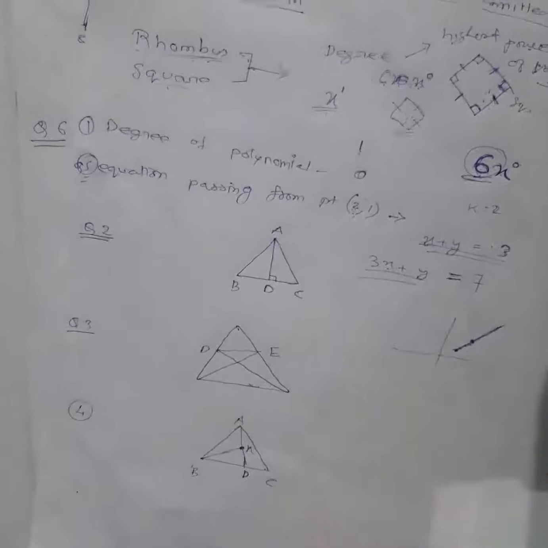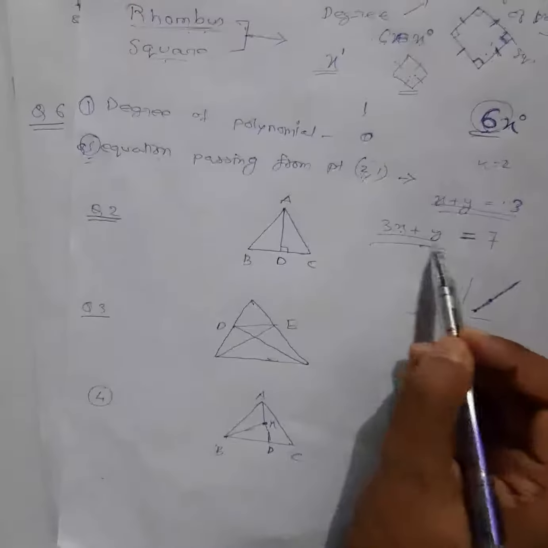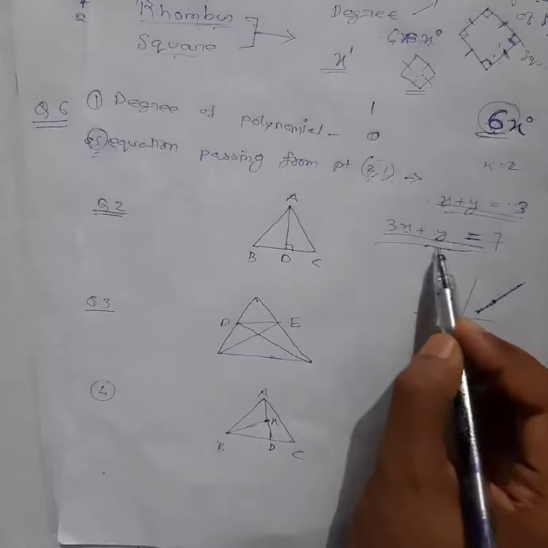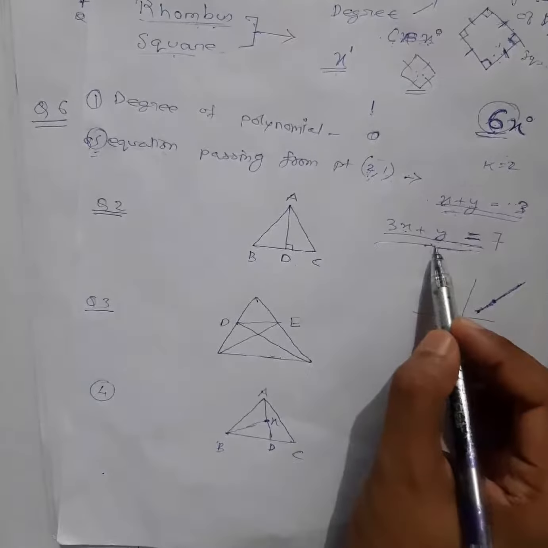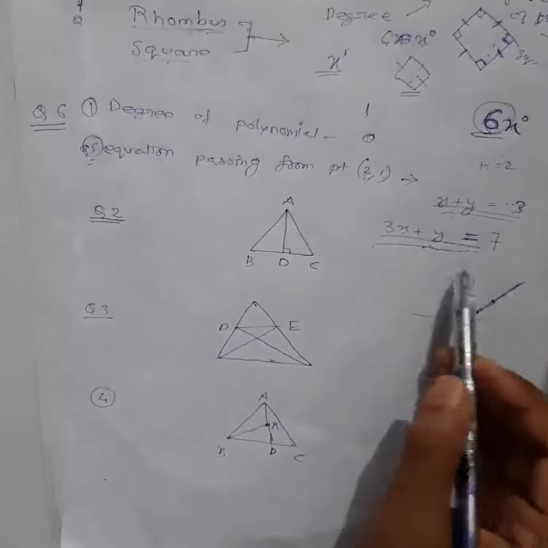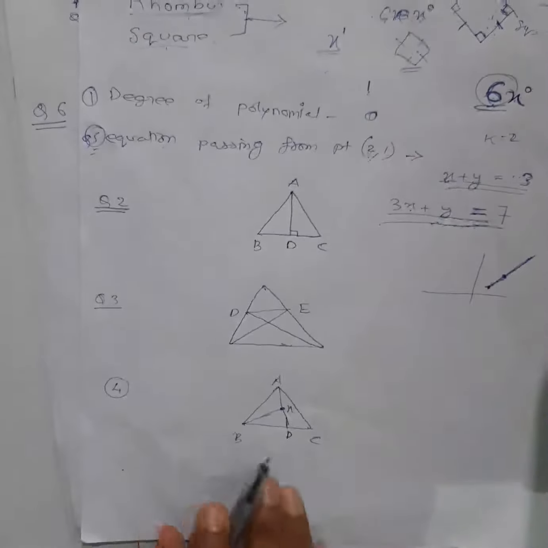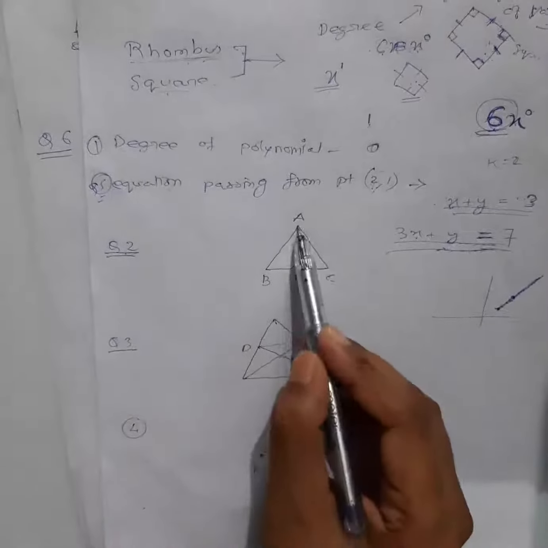So this is what I have explained many times in the class also. So maybe you have not revised well, or you have not concentrated well while I was explaining this. So I hope right now you have understood this. Okay, so this is how we write the equation passing through a point. Next was question number 2.